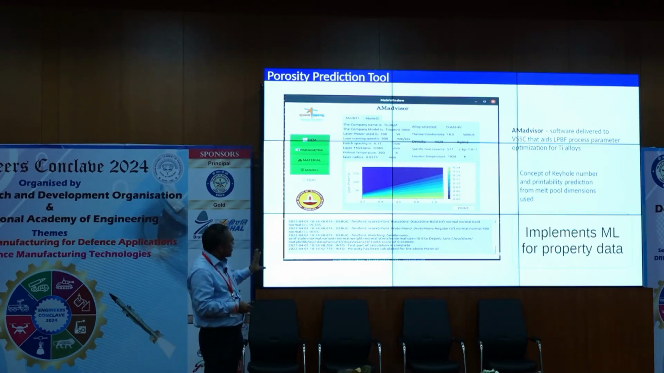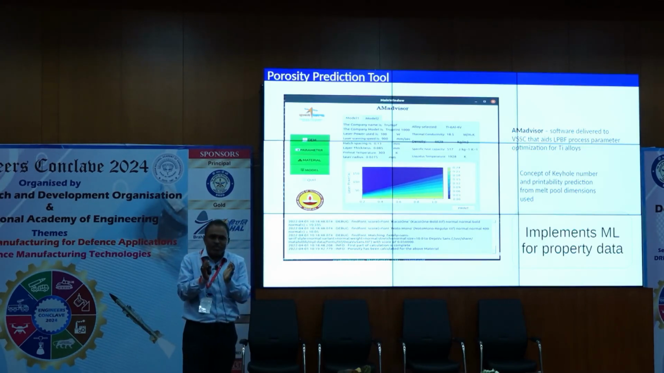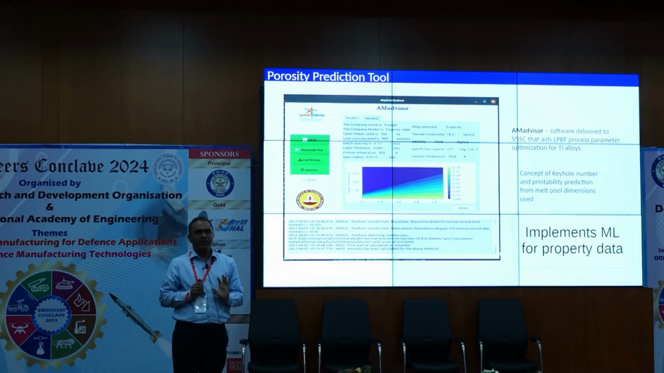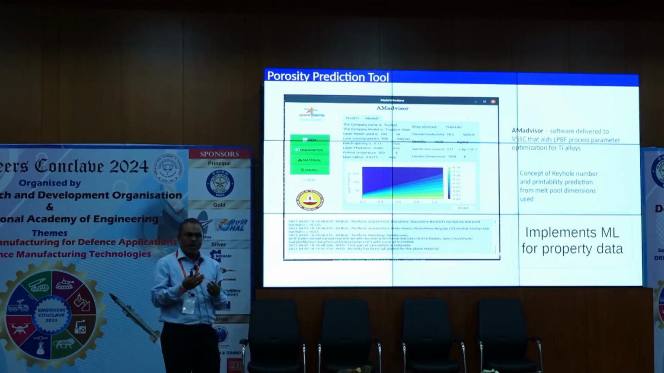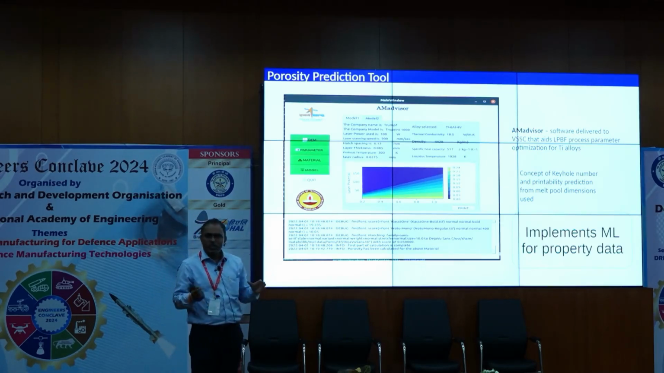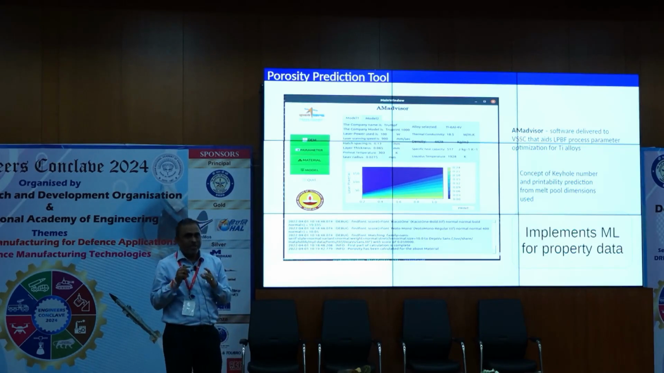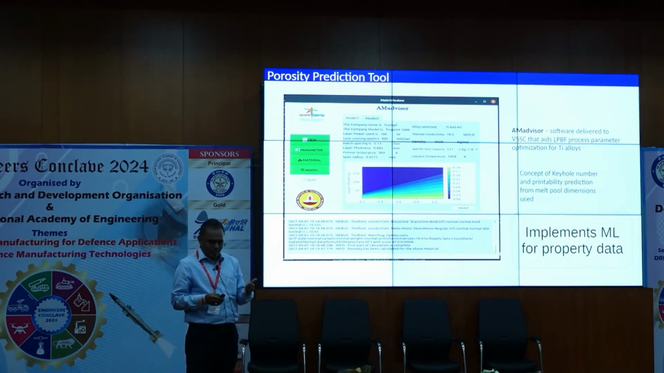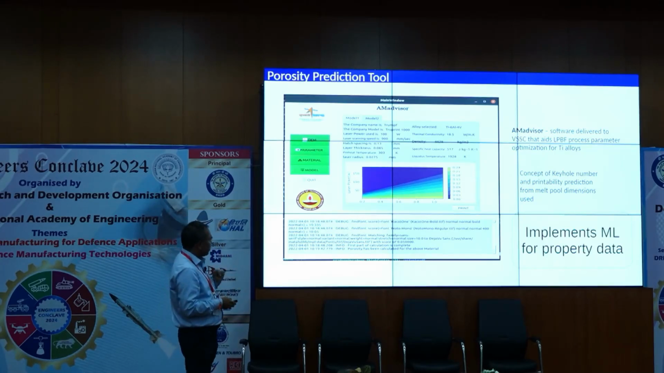It is called an AM advisor because it will shrink the number of experiments you should do to have a crack-free print, basically. So if you are going for a new alloy, consider using such a tool so that you can reduce the number of iterations for you to make a crack-free build. Okay, and this is going to save you money and also give you insights about what is happening during this build.